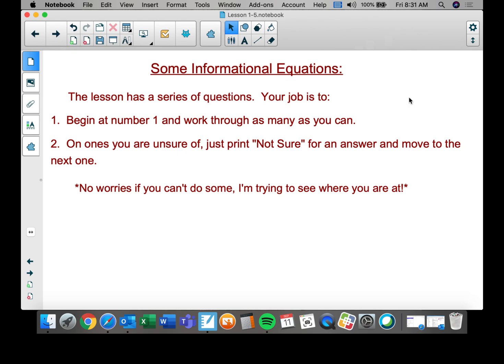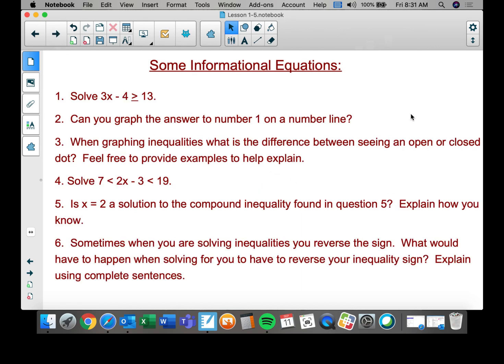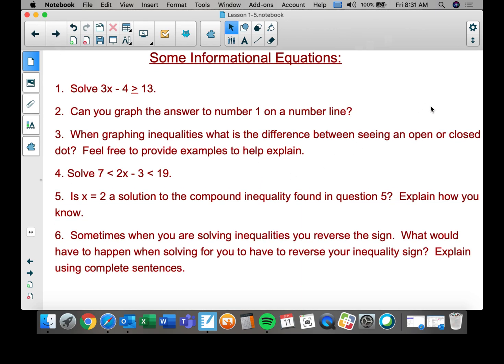The way I'm going to work this today is this lesson has a series of questions, and what I want you to do is start at number 1 and then work through as many as you can. Any that you're not sure of, and you have no clue, you can just skip over it for now, or put down "not sure" or circle it, and then move on to the next one. If you can't do something right away, that's fine, because we're going to go over them anyway. But I want you to at least try them in advance. Let me go to the next slide. Those are the 6 questions that I want you to work on.